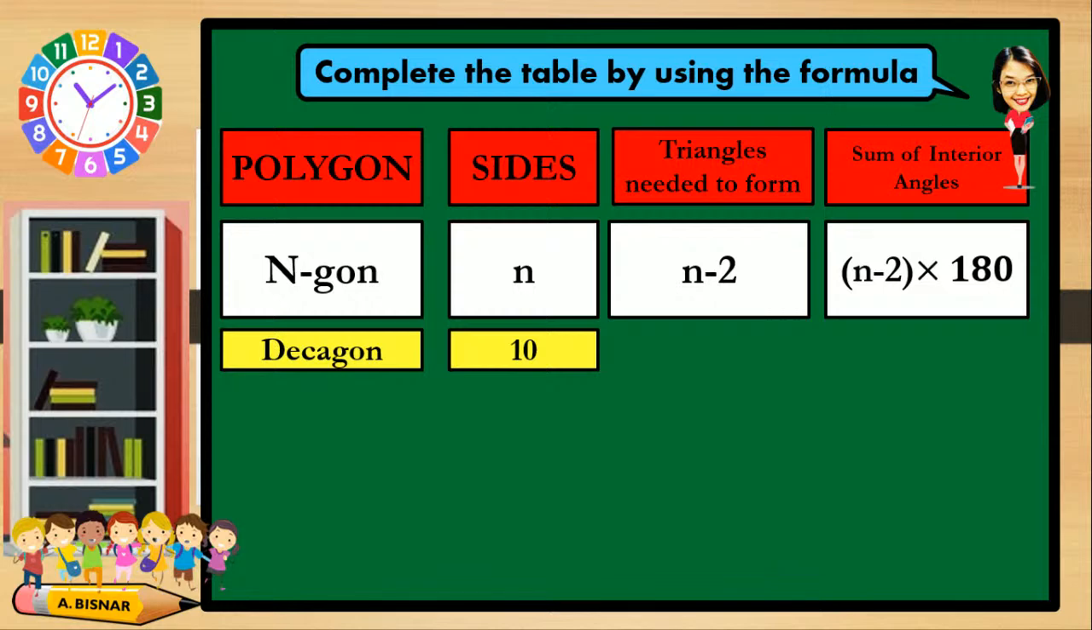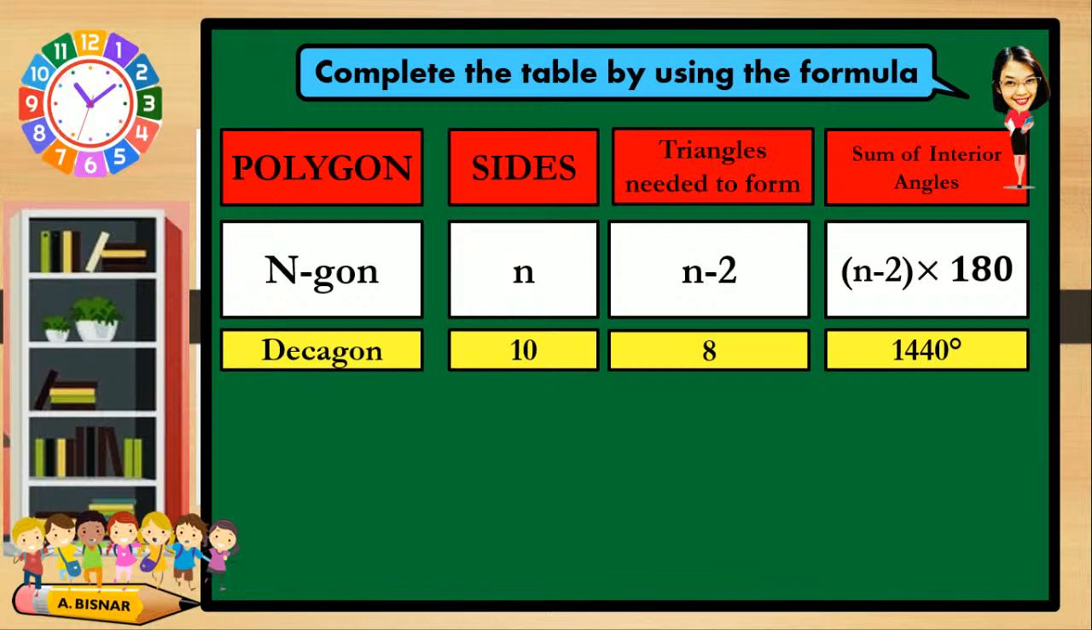Okay, complete your answers. So if it's a decagon, then you'll need 8 triangles to form it. Now, what is the sum? That's correct, Tubal. 1,440. Very good. Later, I will send this slide to our group chat para yung mga tulog pa, makita nila yung tinuro at pinag-aralan natin today.